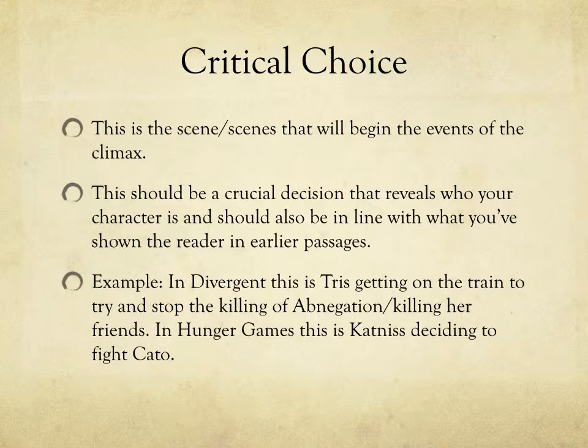For example, this is Tris getting on the train to try and stop the killing of Abnegation, because up to this point she's been a pretty selfish character, and she's not very good at trying to do the right thing necessarily. And then this goes on to her killing Will. And in Hunger Games, this is Katniss deciding to fight Cato. Katniss has just been surviving the game up to this point. And then she takes care of Peeta, and she realizes that she has to end it. She has to become the aggressor. So this is when she and Peeta decide to go after Cato, because he's the only one left.